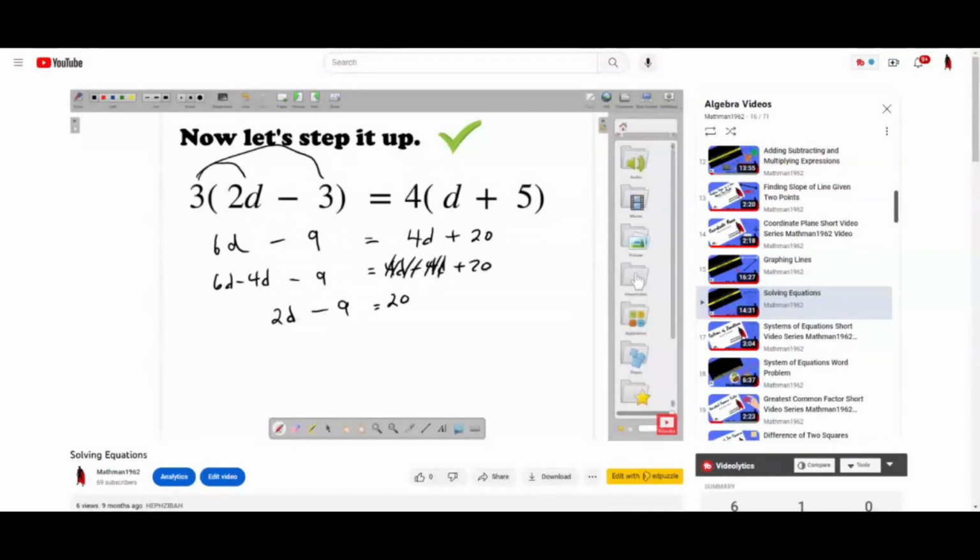Now I need to start pulling things away from the d term, so I'm going to, first of all, add 9 to both sides. This way the 9's add out to 0, and I'm left with 2d. 20 plus 9 is 29. Subtract 2, or I'm sorry, divide by 2. Divide by 2, the 2's divide out. I'm left with d equals 29 over 2.